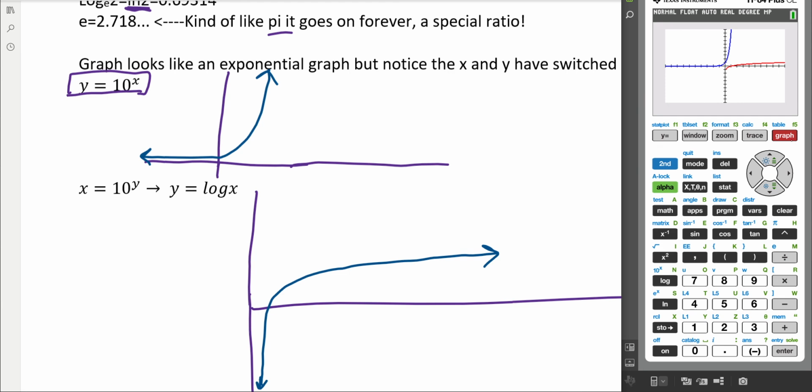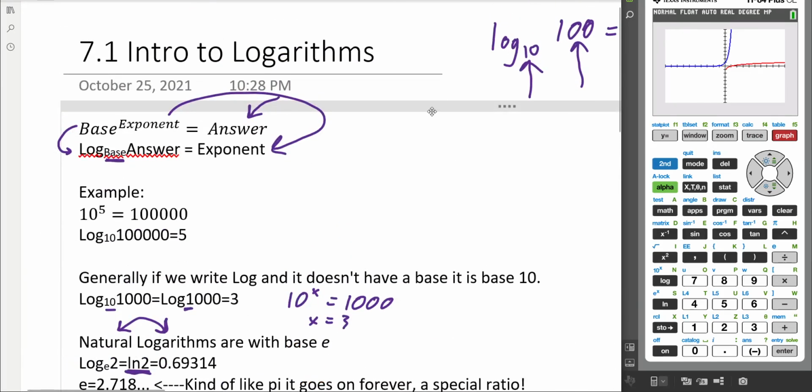You could also look at it as flipped around, or reflected around a diagonal. That's another way you could potentially look at it. But anyways, those are logs.